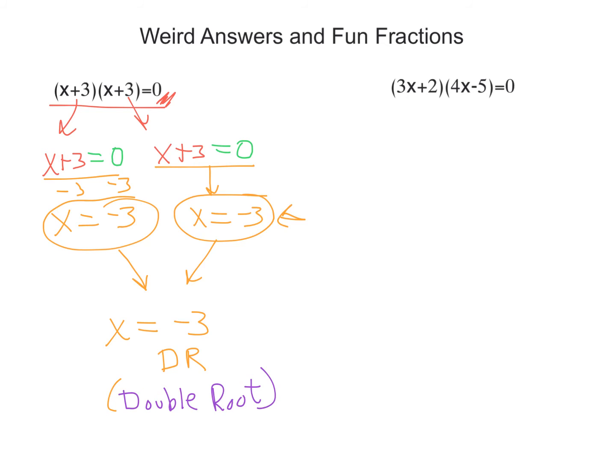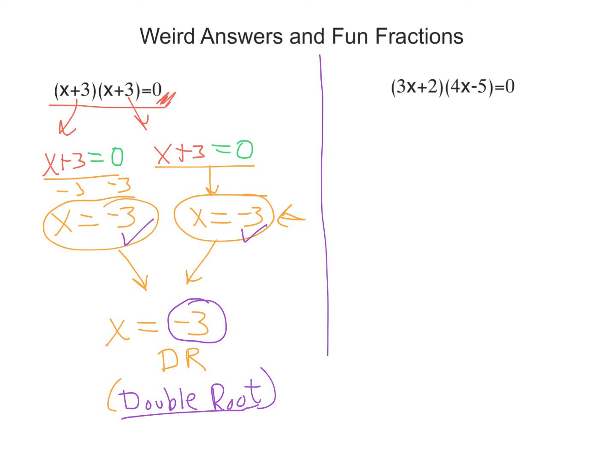And all that really means is when I see "dr" with an answer, that means that the negative 3 appeared twice. See, 1, 2 times when I was solving the problem out. So if you're trying to keep track of answers in these things, that means this thing appeared twice in our set of answers.